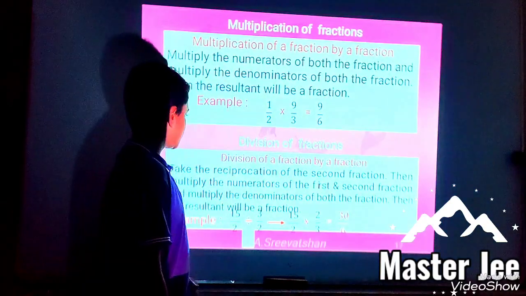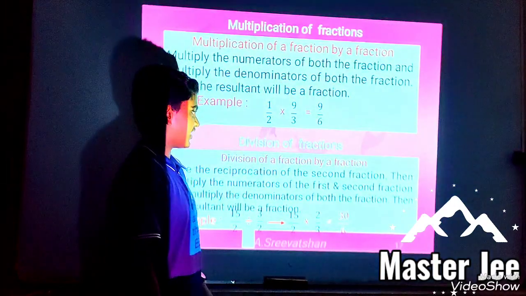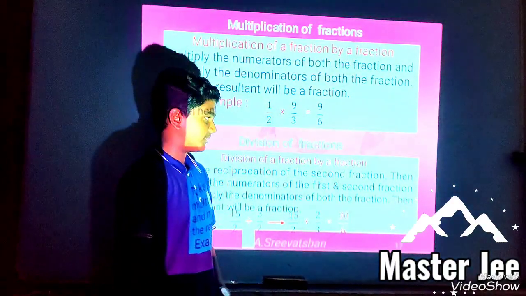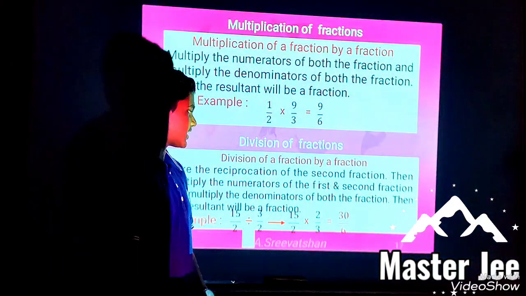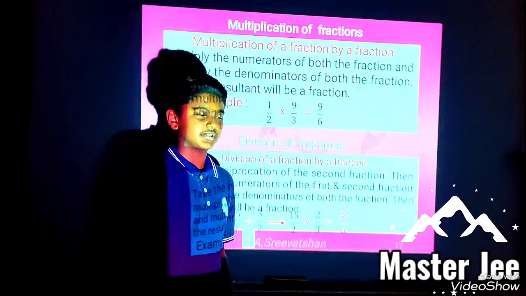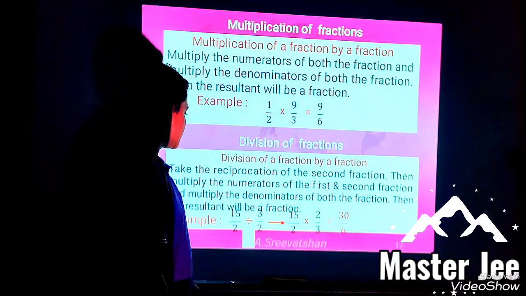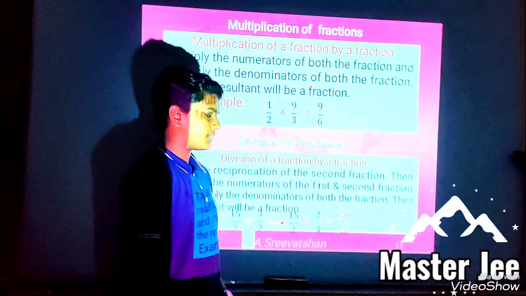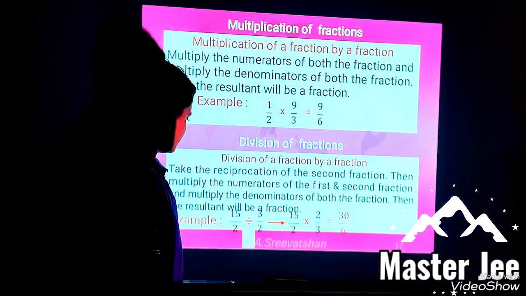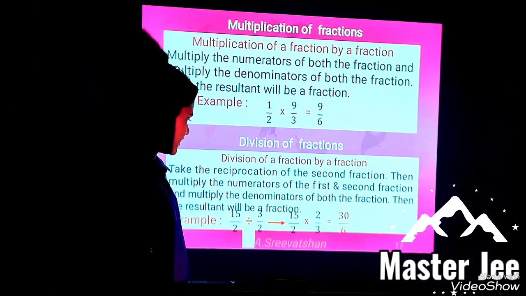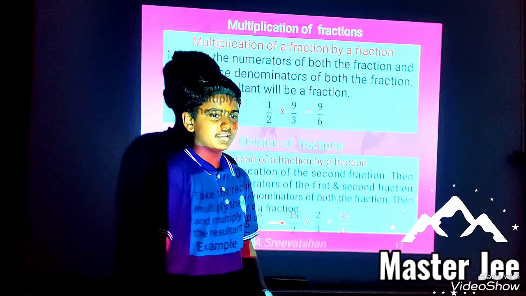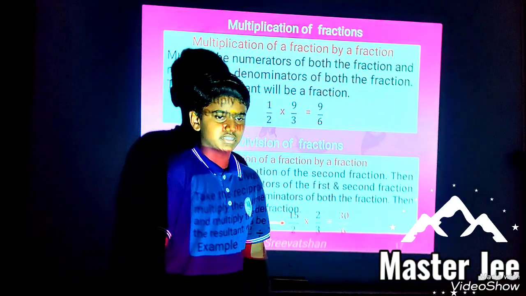Division of fractions. Division of a fraction by a fraction. Take the reciprocal of the second fraction. Then multiply the numerators of the first and second fraction, and multiply the denominators of both the fractions. Then the resultant will be a fraction. Example, 15 by 2 divided by 3 by 2 is equal to 15 by 2 into 2 by 3, which results in 30 by 6.